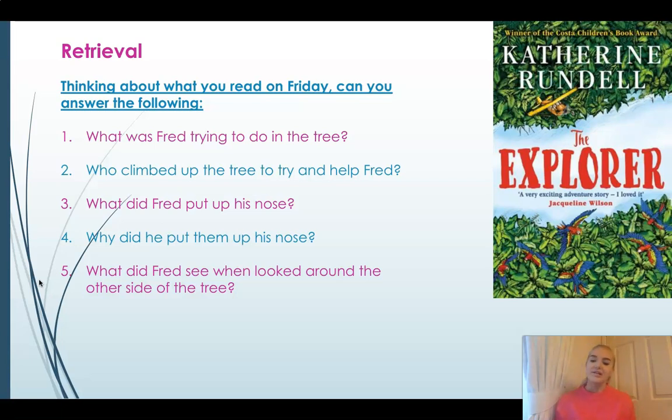Now finally, he's got up to the tree, he's got to the beehive, and he's retrieved some honey. Then he looked around the other side of the tree, and what did he see? He saw something red. Now we don't know what that is yet, but he saw something red, and it was a bit strange, and he was a bit curious about it. Now today we're going to be finding out what that red object was, and it's very, very interesting.